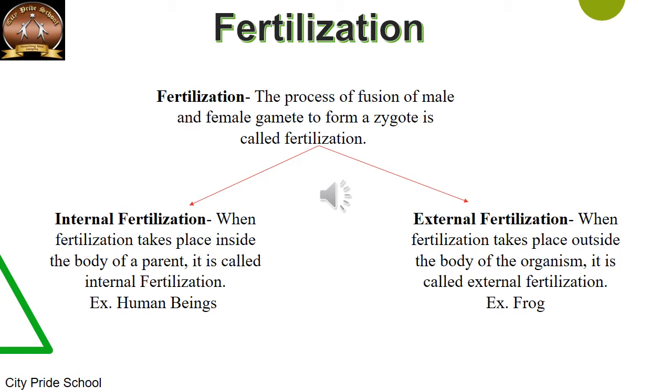Whereas in external fertilization, the male releases the sperms over the unfertilized eggs released by the female, and both these gametes are present in an external medium, and that's where fertilization happens. Example for internal fertilization is human beings, and for external fertilization is frogs.